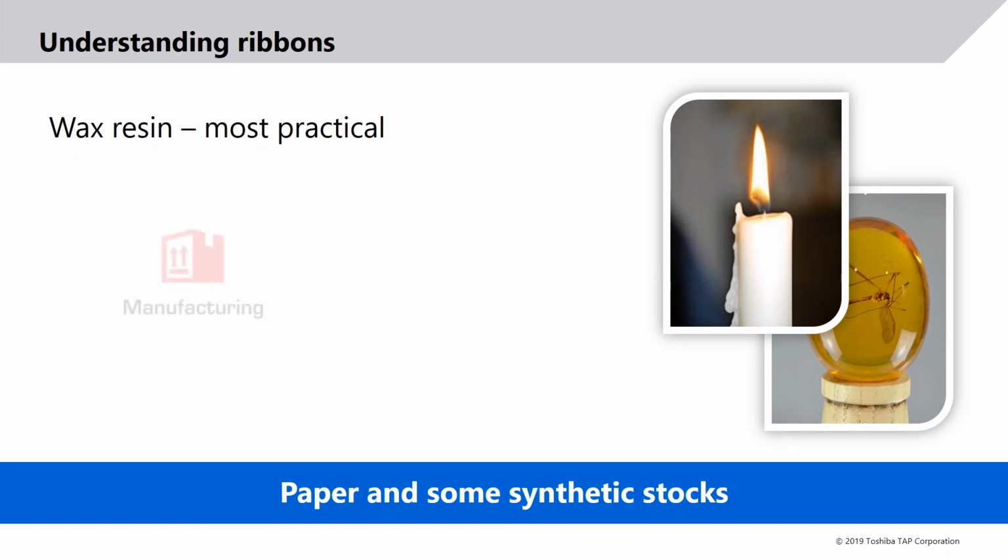Now, resin is sourced from trees. So if you imagine sap that hardens over time, that's the property of a wax resin ribbon. It has that resin element to enhance preserving your print, stopping it from scuffing or smudging easily. But because it still has that wax element blended in, it's very malleable. So it can print on a lot of different stocks, but has a higher resistance to smudging and scratching.